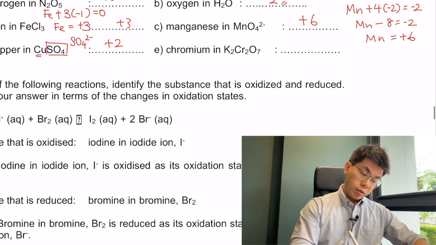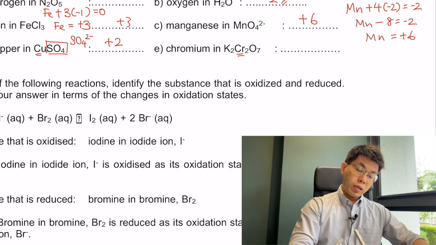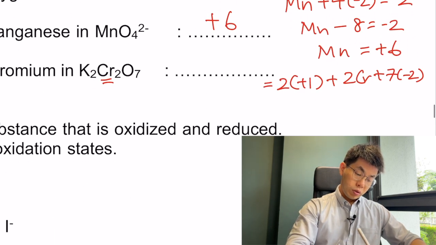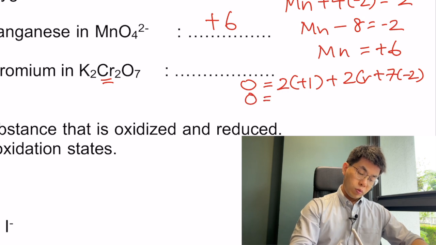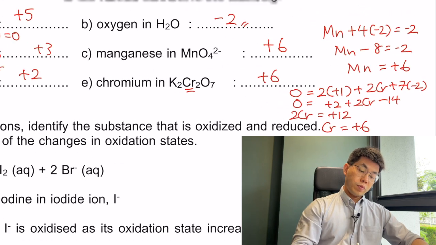All right, now the last one, chromium, K2Cr2O7. I want the Cr. K is from group 1, so it's always +1, so 2 times +1. There are 2 Cr, so 2 times Cr, plus 7 times -2, and this is all equal to 0. So 0 equals +2 Cr minus 14. So 2 Cr is equal to +12, so Cr is equal to +6. So this is chromium(VI).